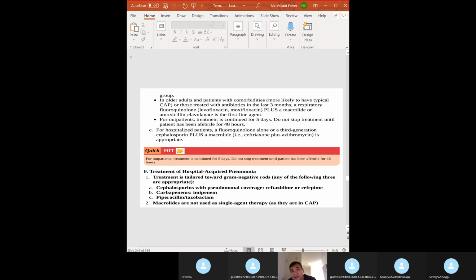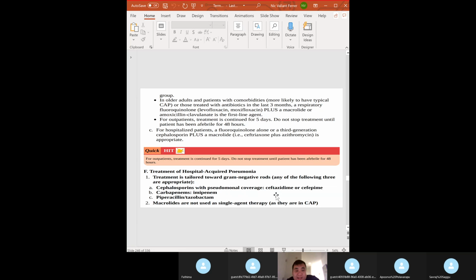You continue this for 5 days, and do not stop it until they have been afebrile for 48 hours. If they are admitted in the hospital, you give a fluoroquinolone alone, or you can give ceftriaxone, which is a third-generation cephalosporin, plus azithromycin. All right, how about hospital-acquired pneumonia?